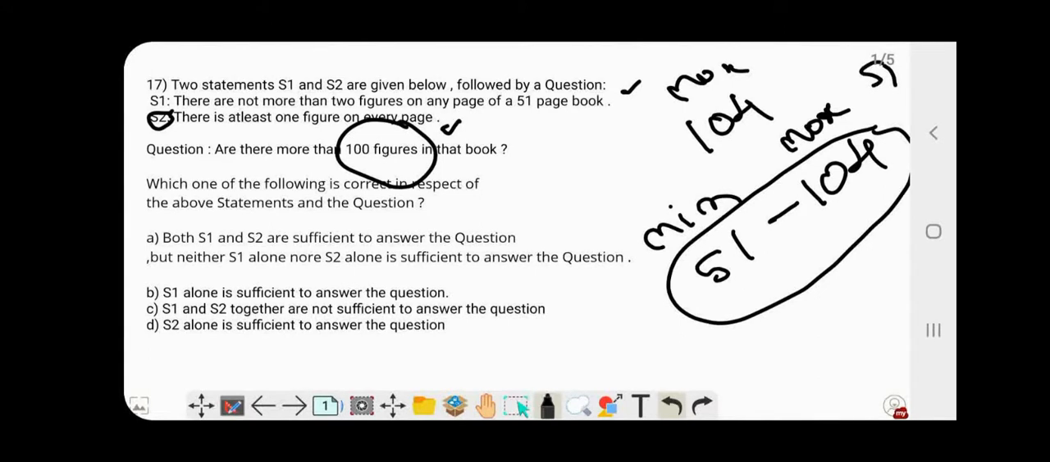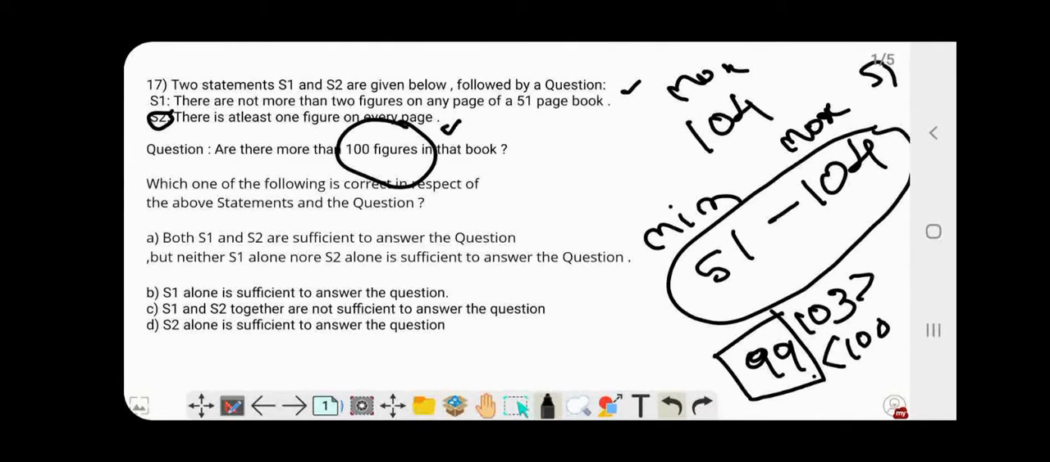Again, we are not able to answer the question. There can be 103 figures or there can be say 99 figures. If it is 99 figures, then there are less than 100 figures. If it is 103 figures, then it's more than 100 figures. So we are not able to answer the question conclusively. So option C is the right answer. S1 and S2 together are not sufficient to answer the question.